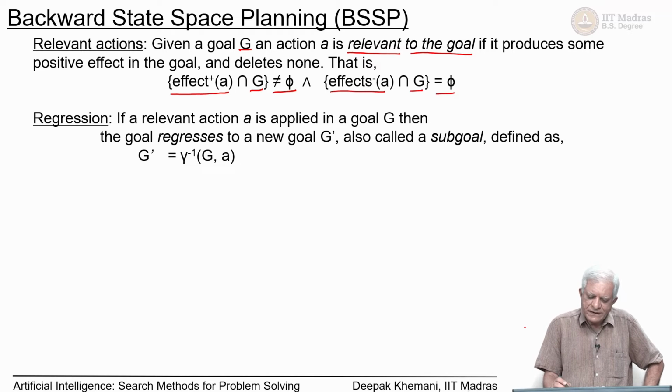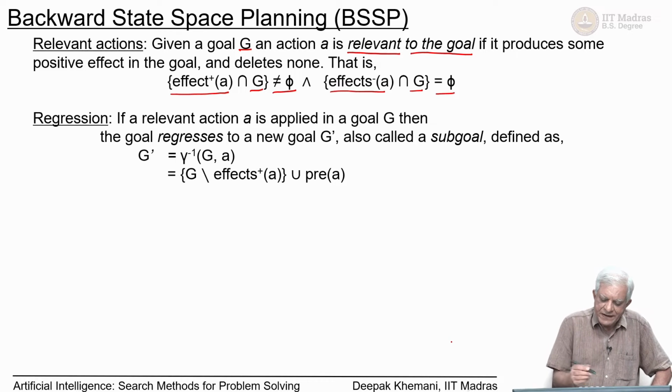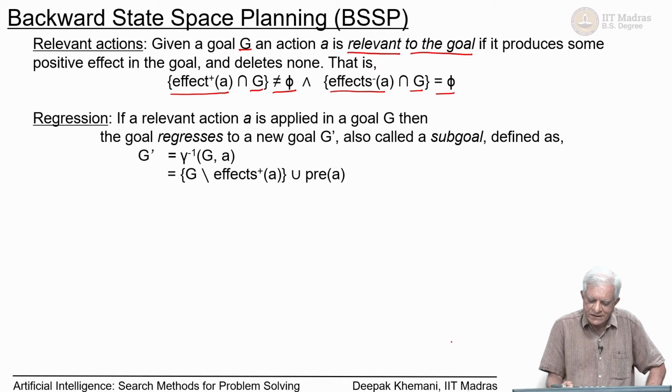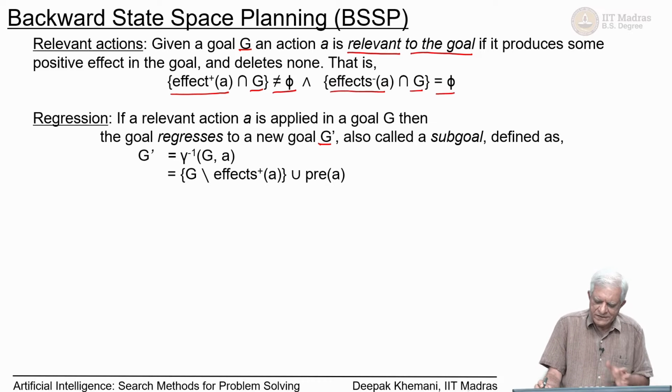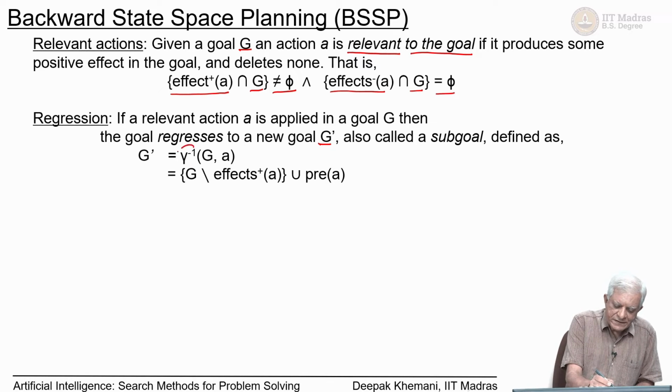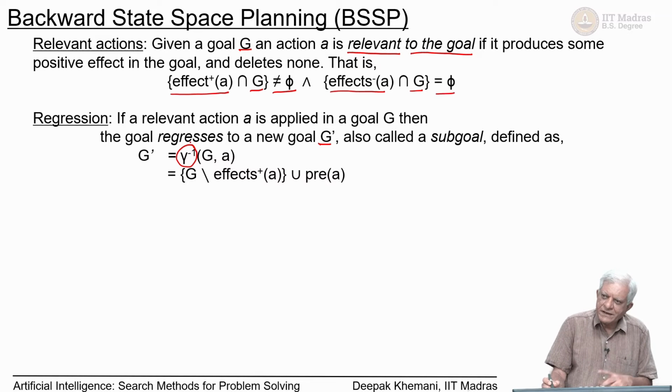Just as we could do progression in forward state space planning, we can do regression in backward state space planning. So, if a relevant action A is applied in a goal G, then the goal regresses to a new goal which we call G prime. Sometimes we call this a sub goal, but we often use the terminology goal for such things, defined as, you can see that there is an inverse here, gamma inverse of the transition function. You are going from G to G prime, you are going in a backward direction, and how do we compute that?